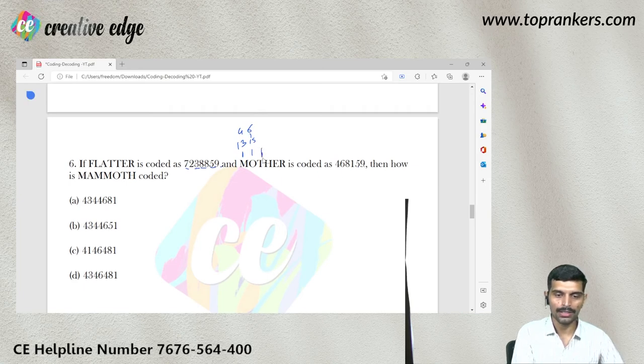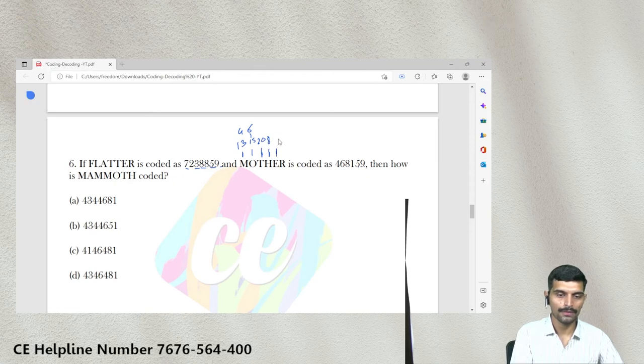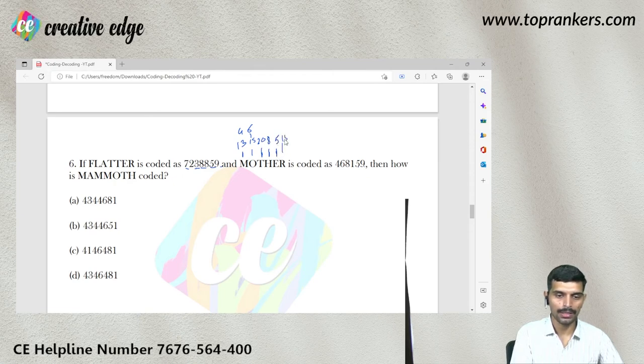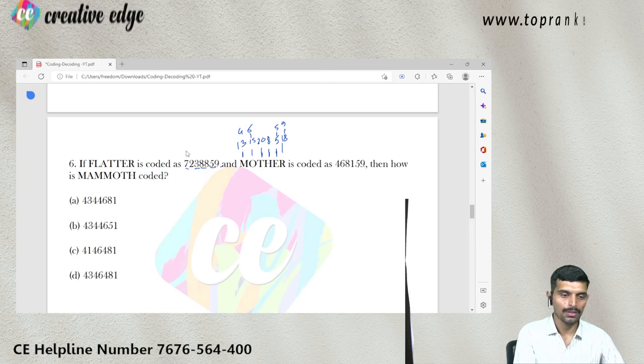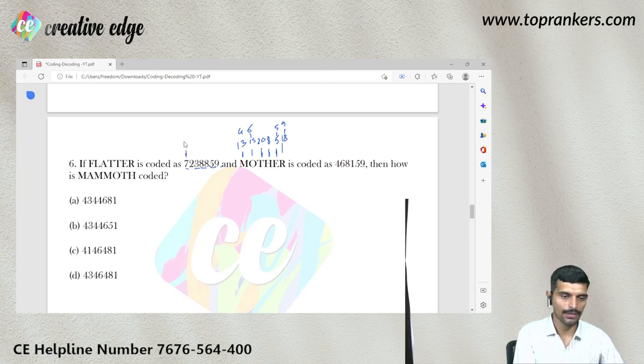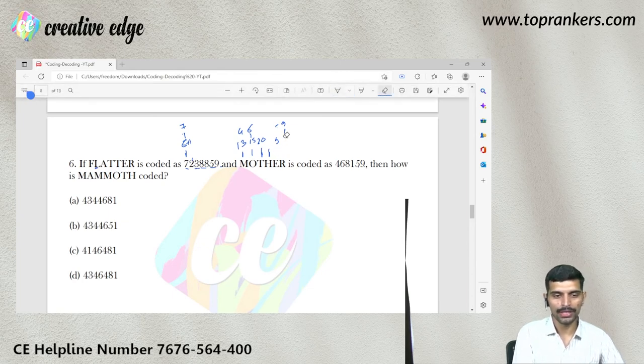T is 20. Right? H is 8. E is 5. And R is 18. So this 18 is replaced by 9. This is 5 single digit, H 8, and here F 6 plus 1, 7. F is 6, but plus 1, so 7. Then L, so this is not happening, so we should try something else.